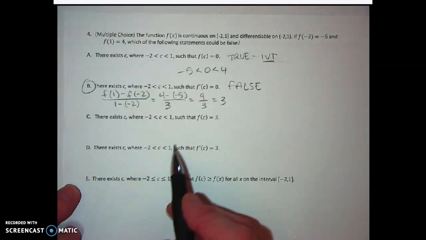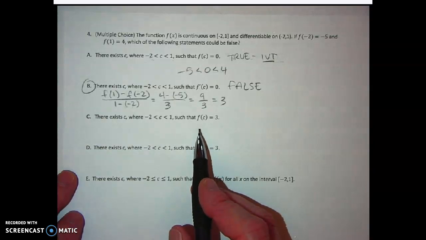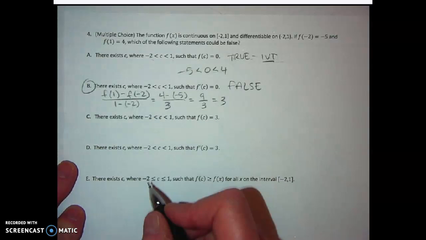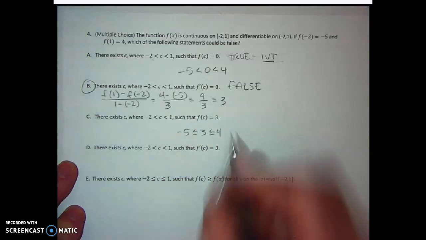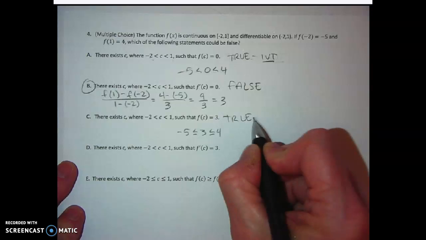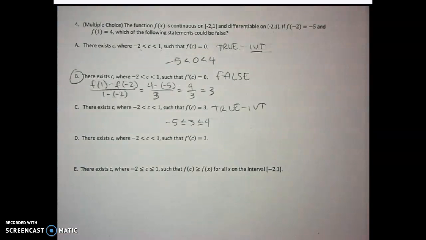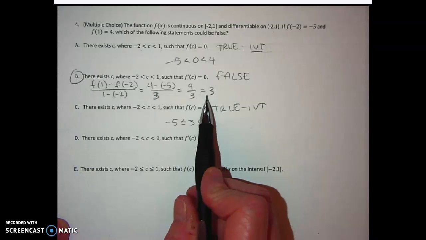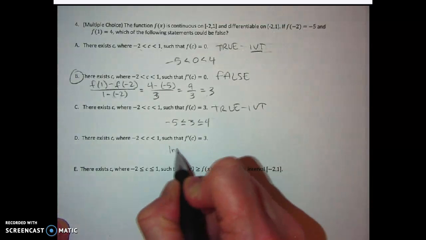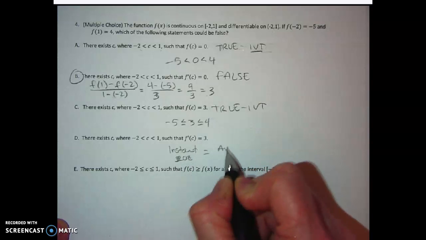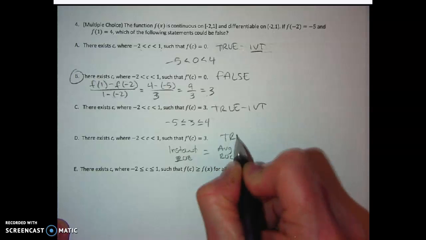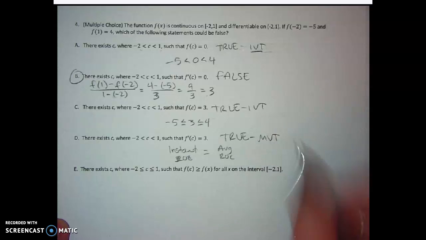C: There exists a c in that interval such that f of c is equal to 3. Again, this is the same as part A, since 3 is between -5 and 4. We can say that this is true by the intermediate value theorem. Part D, there exists a c again in that interval such that the instantaneous rate of change of the derivative is equal to 3. Well, back up here in B, we found that the average rate of change was 3. So since my instantaneous rate of change equals my average rate of change, they're both 3, we can say that this one is true. This is true by the mean value theorem.